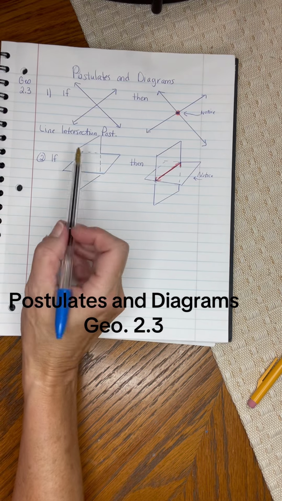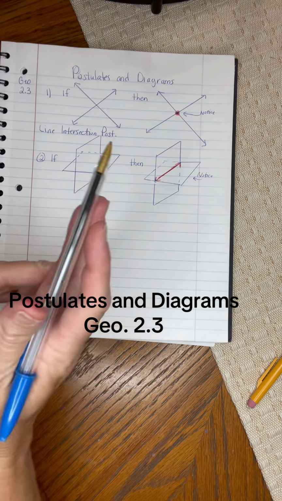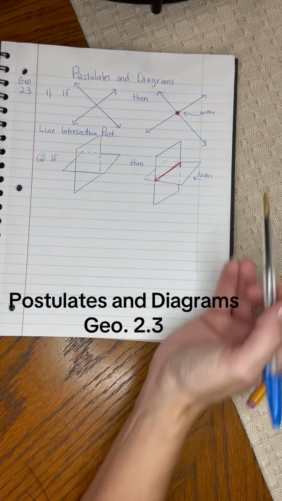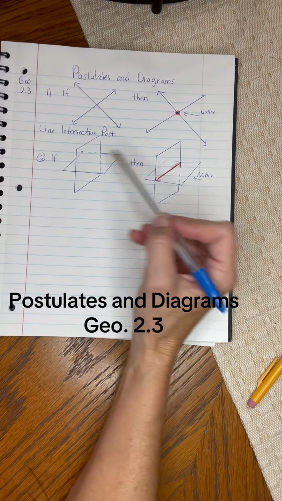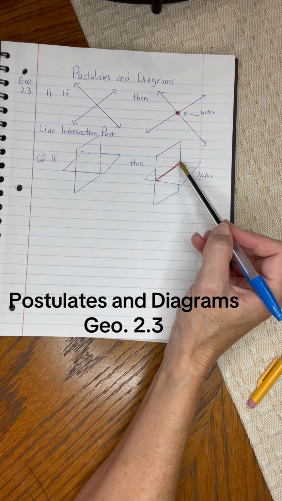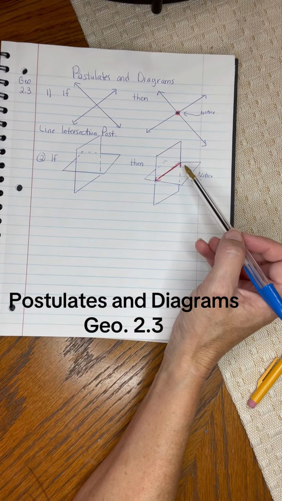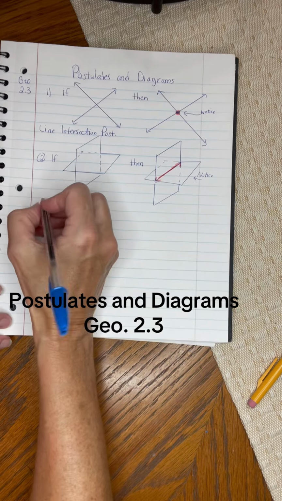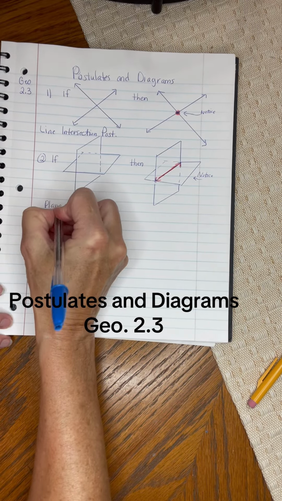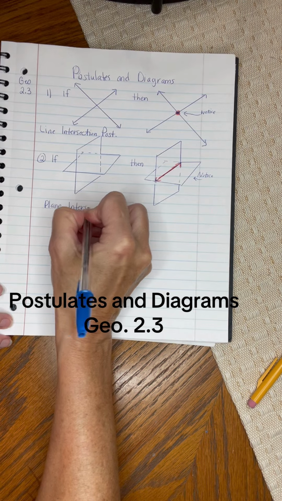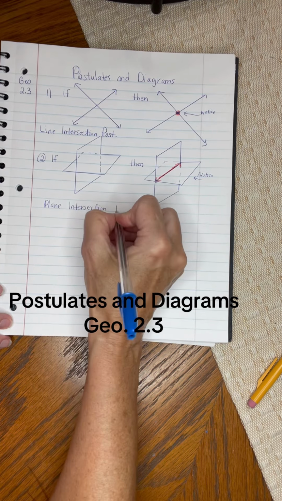And then here I've got a plane and another plane that look like they're intersecting. And if you look right here, the only difference is that there's a line here. So that was the plane intersection postulate, which just said if 2 planes intersect, then their intersection is a line. So plane intersection postulate.